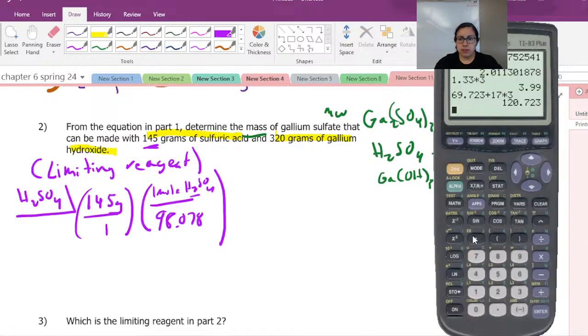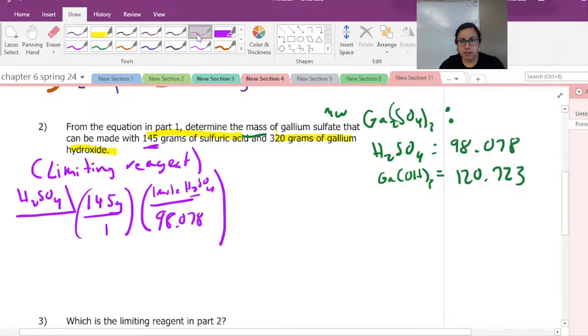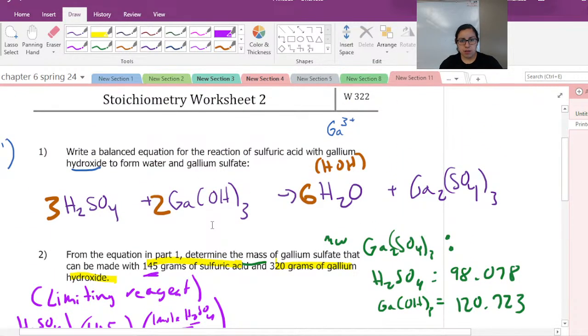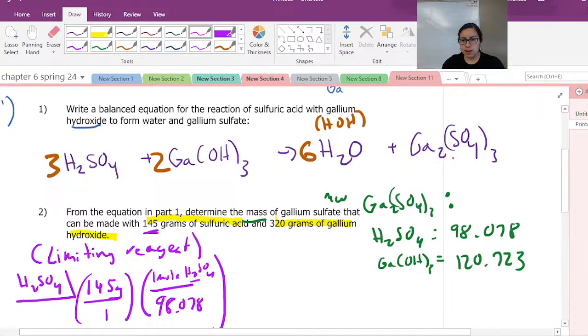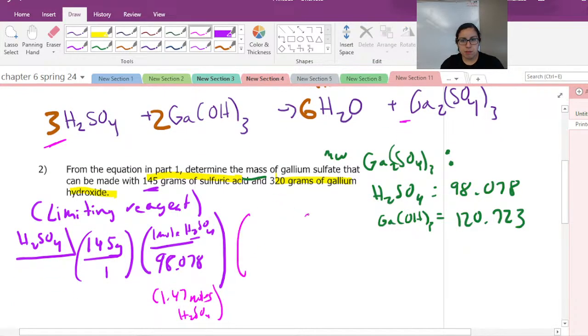And let's just punch in the number. I think that helps sometimes. All right, so now we're at 1.47 moles of sulfuric acid. That's what we got out from our calculation. Now we have to go back to our problem. It's asking for product here, so we might as well compare it to that. So it's a 3-to-1 ratio. Now we can set up our conversion: for every 3 moles of sulfuric acid, we can only make 1 mole of our product.